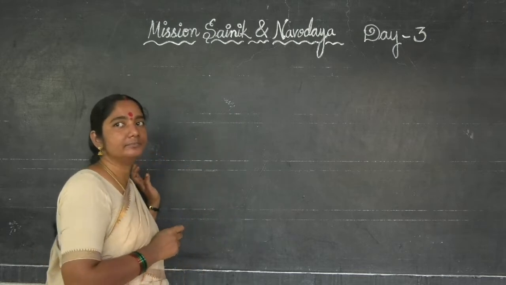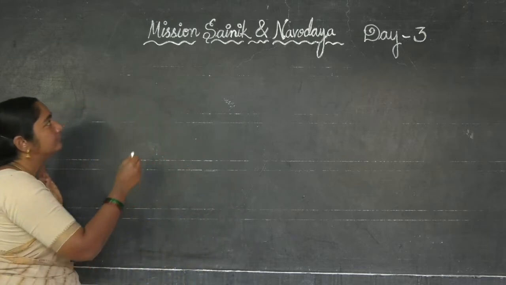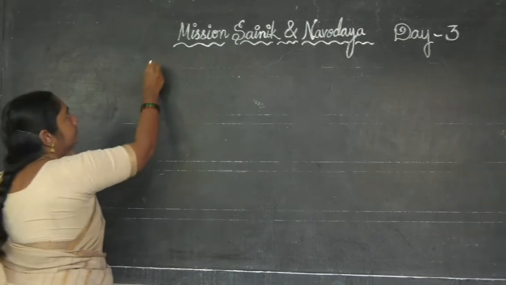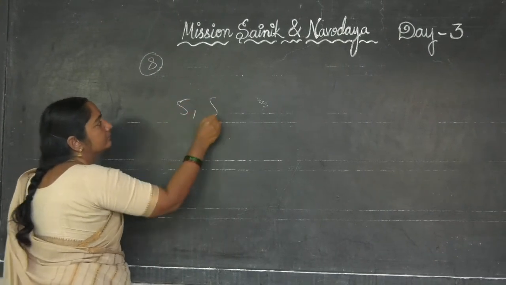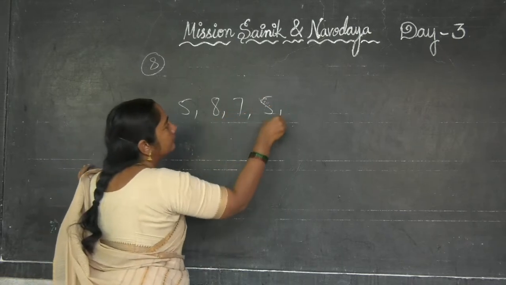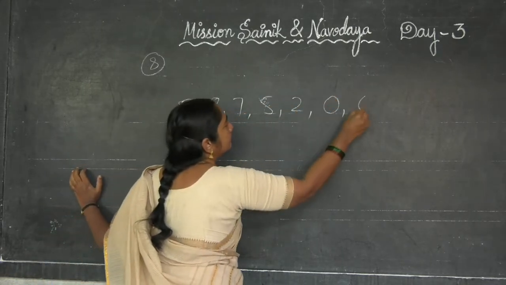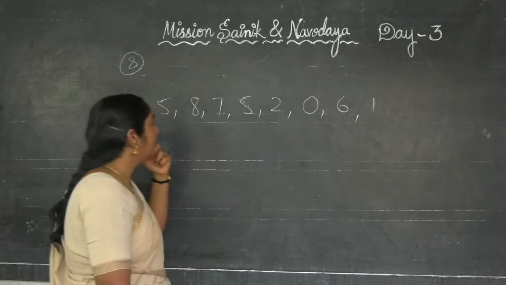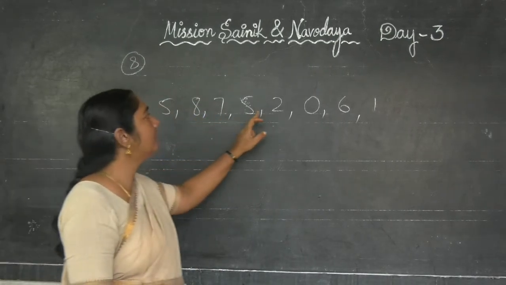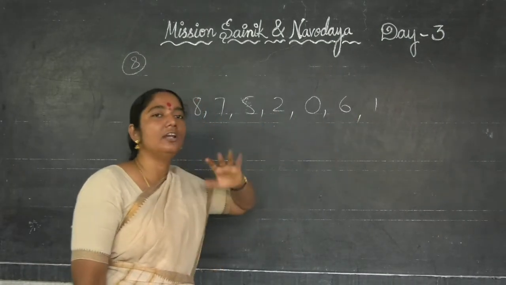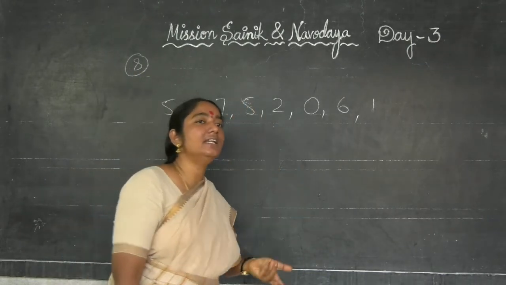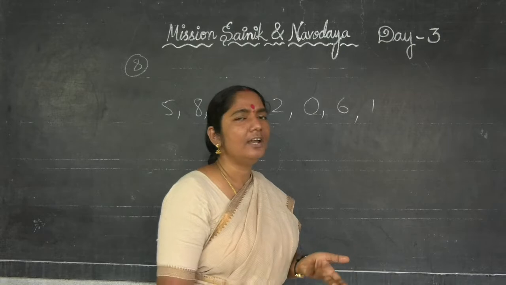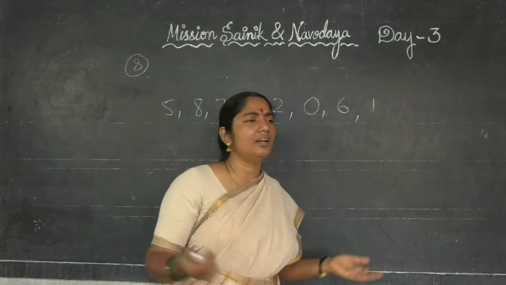The greatest 8 digit number with the given digits 5, 8, 7, 5, 2, 0, 6 and 1 is. See, how many digits are already given? 1, 2, 3, 4, 5, 6, 7, 8 digits are given. And what is the question asking? The greatest 8 digit number. You already know about this, so I need not tell too much.